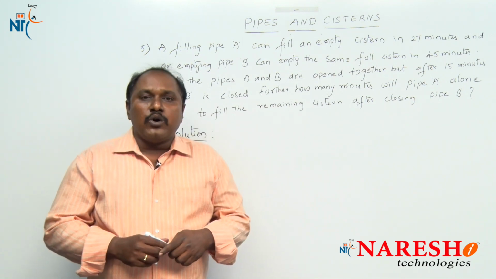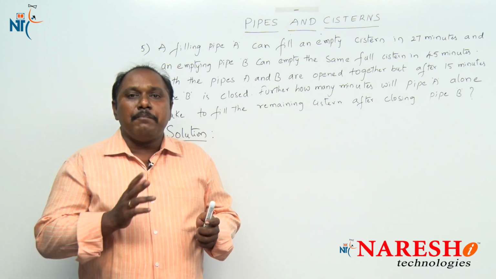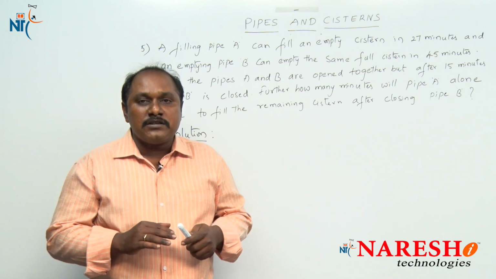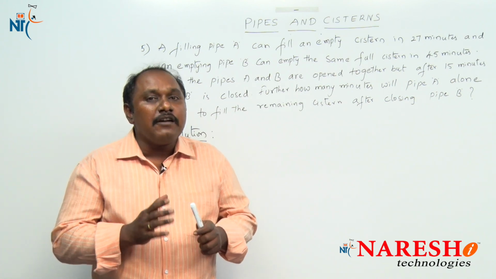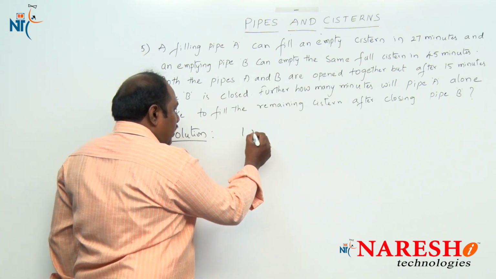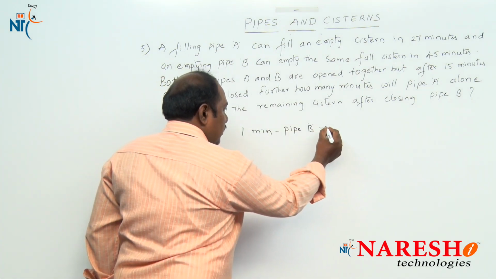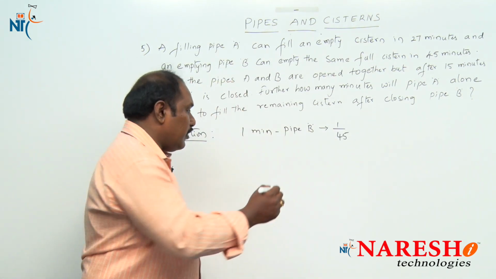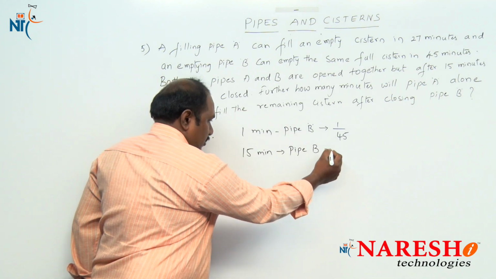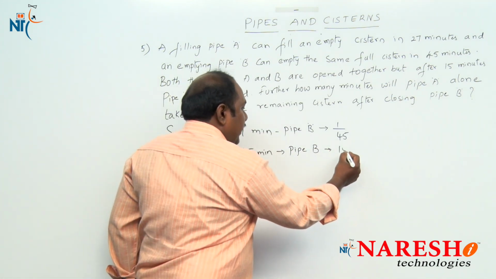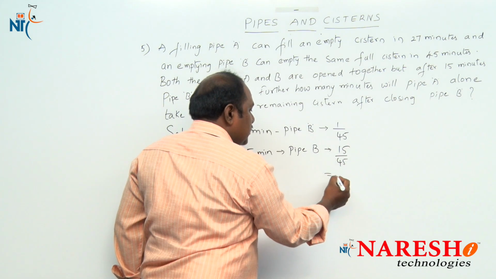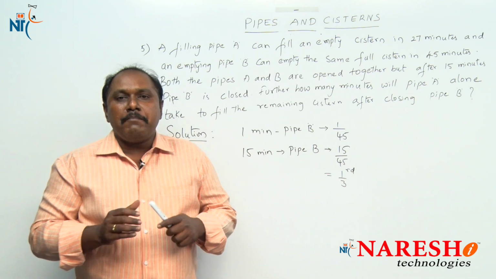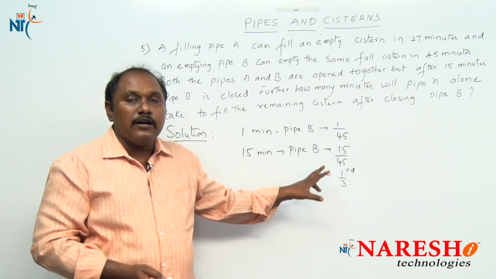Instead of finding out how much part of the cistern is filled by both A and B together in 15 minutes, we are going to find out how much part of the cistern is emptied by pipe B in that 15 minutes. Pipe B in 1 minute will empty 1/45 of the cistern. So in 15 minutes pipe B empties 15/45, which is 1/3 of the cistern. So in the 15 minutes where pipe B is opened, it has emptied 1/3 of the cistern.